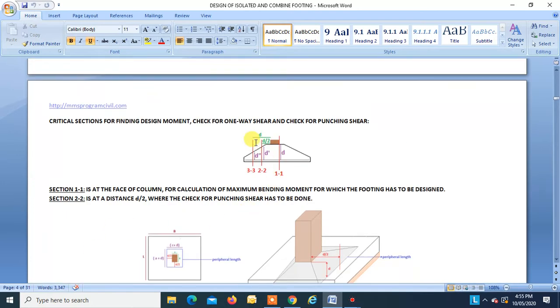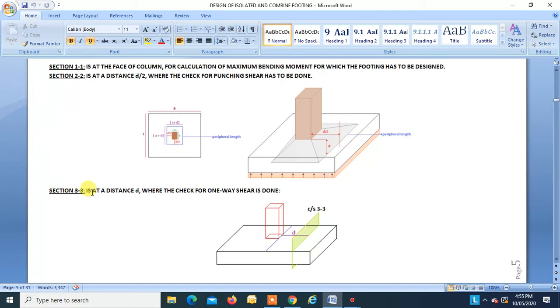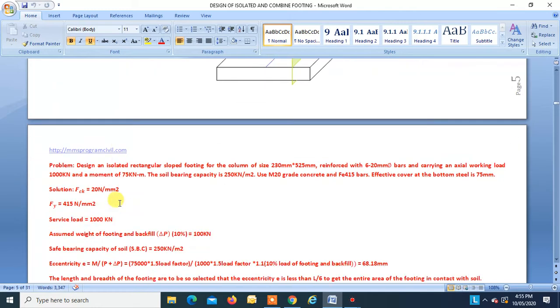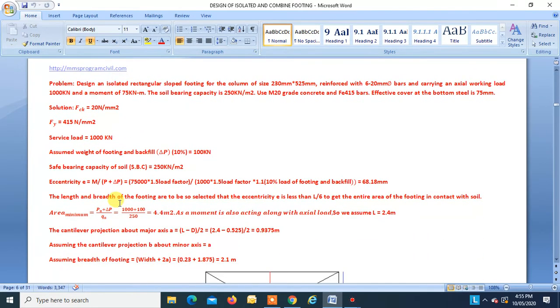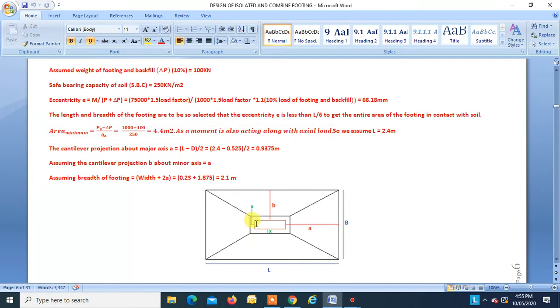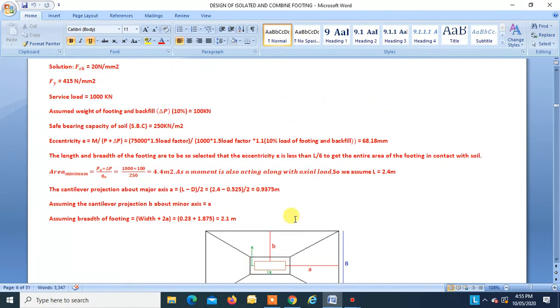Now section 3 at a distance d from the face of the column. Section 3 is at a distance d from the face of the column where the check for one-way shear is done. So this is that section, at a distance d from the face of the column, where we do the check for one-way shear. So now let us try to solve an isolated footing. Design an isolated rectangular sloped footing for the column of size 230 mm by 525 mm.